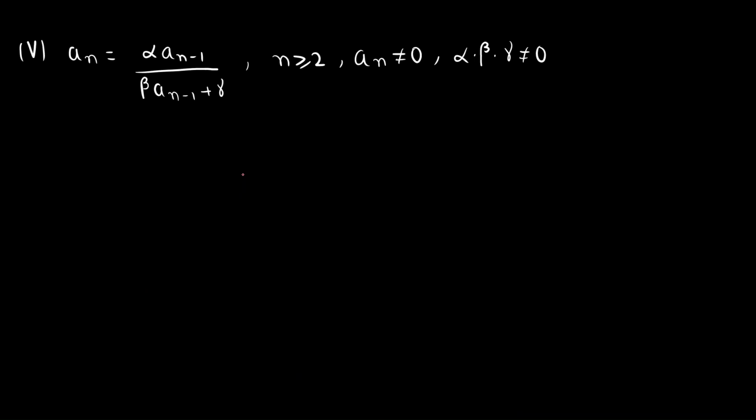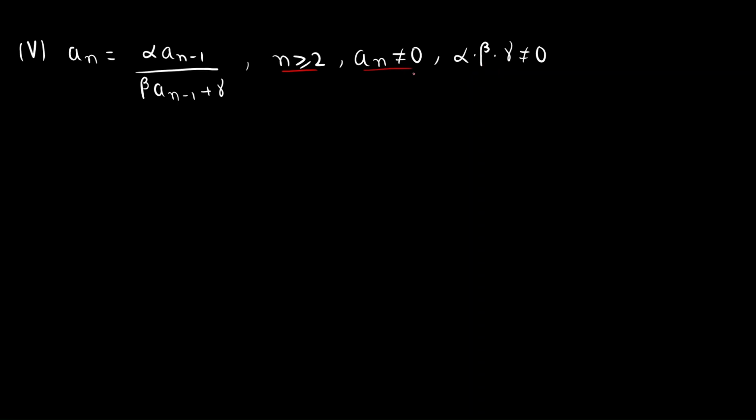Now let's move on to nonlinear recurrence relations. This is nonlinear because if you take the denominator to the other side and multiply, you'll get an times an minus 1 in a term, which makes it nonlinear. And also n is greater than or equal to 2. an is not equal to 0 because it's a trivial solution. And also we don't want any of alpha, beta, gamma to be 0.